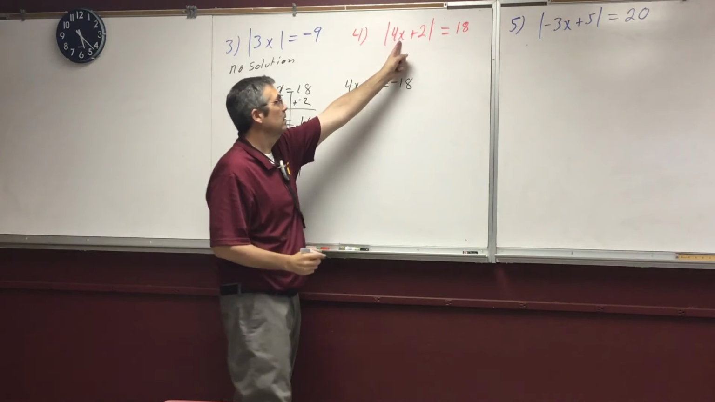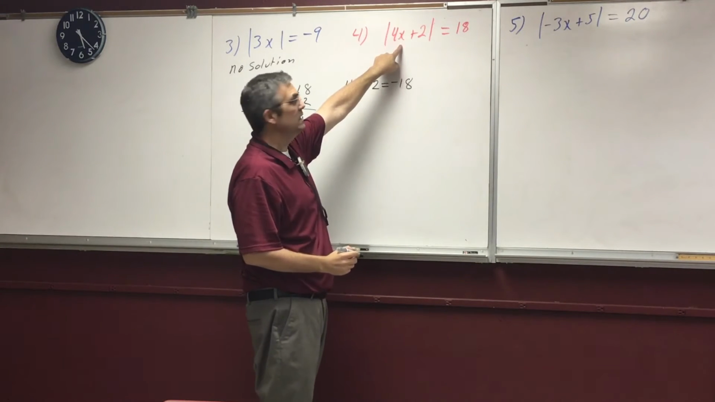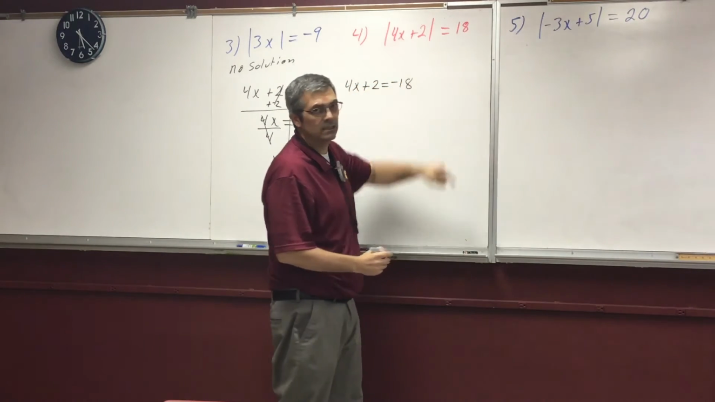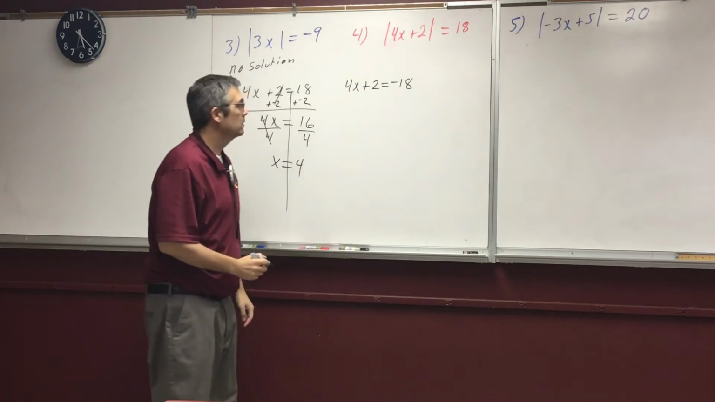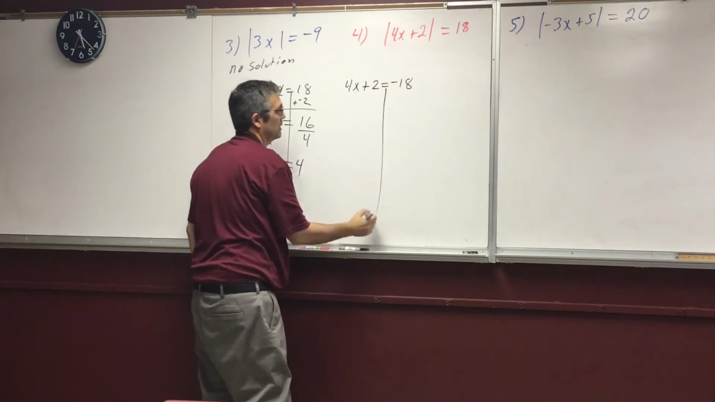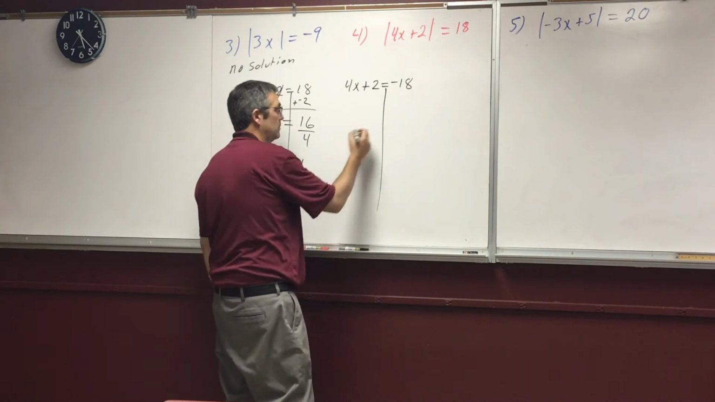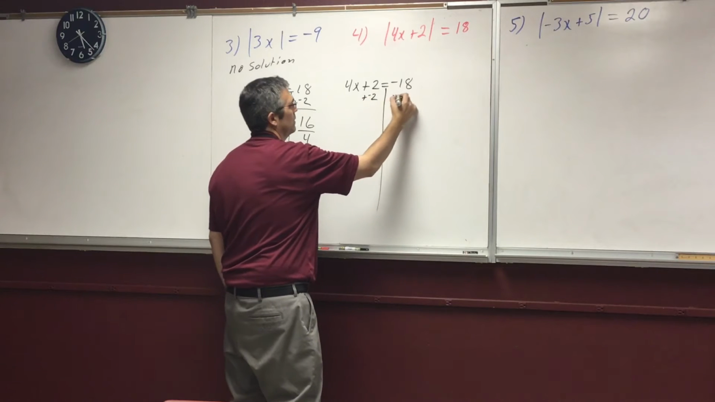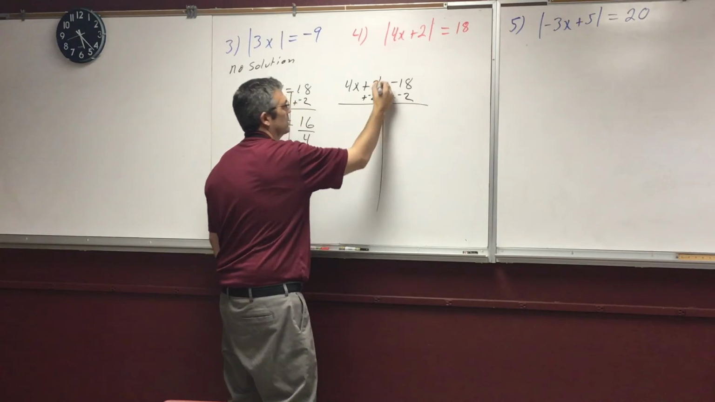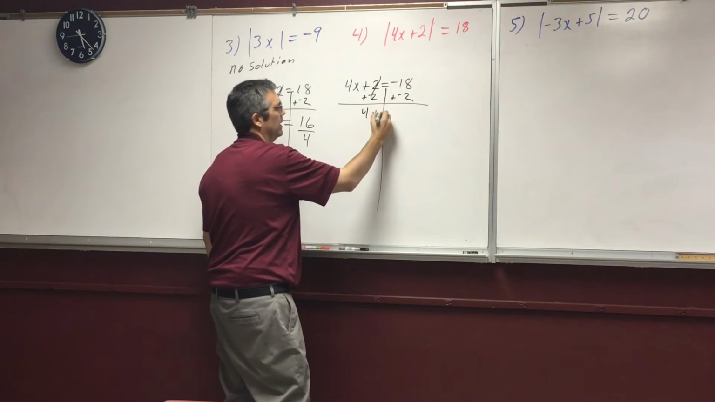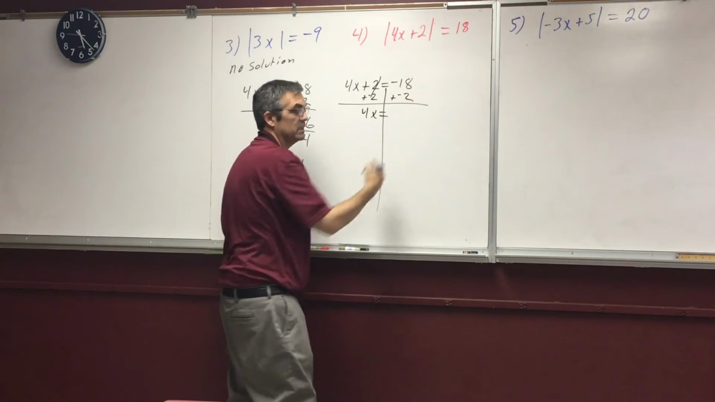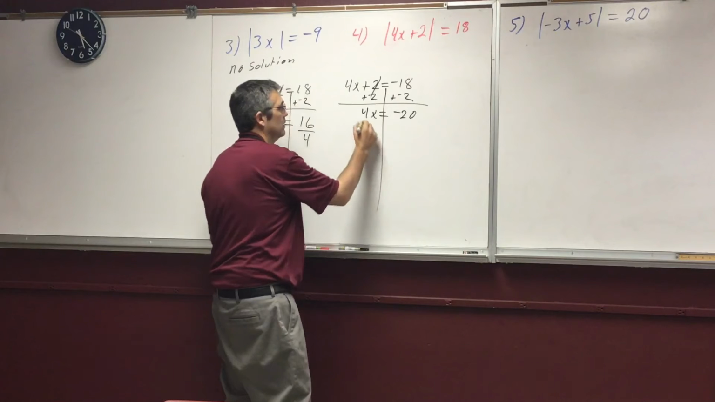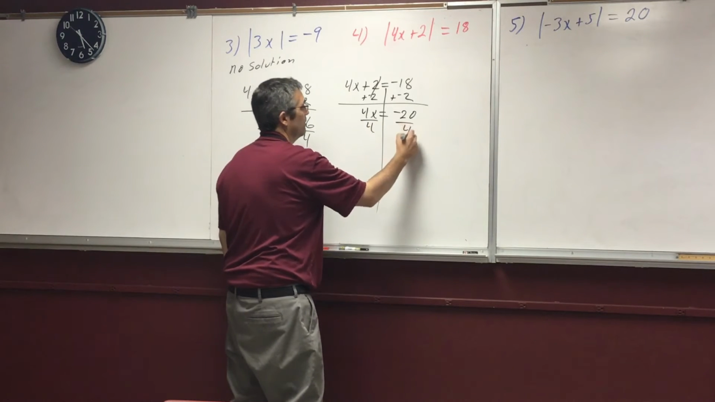Again, we plug it back in. 4 times 4 is 16, plus 2 is 18. Take the absolute value, 18 equals 18. We've got a good answer. Same thing here. Locate your variable, do the same thing. -2, -2, cancels out. 4x equals -18 plus -2 gets you -20. Divide by 4, divide by 4.